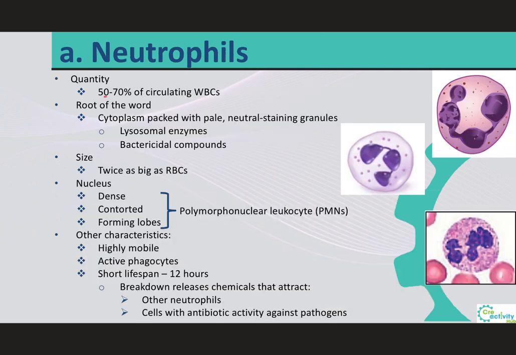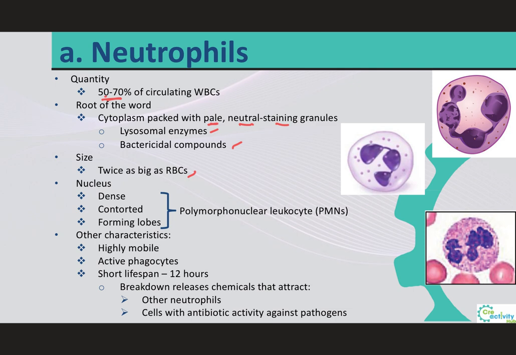Neutrophils represent about 50 to 70% of the circulating white blood cells. And like I said, they are called neutrophils because their cytoplasm is packed with pale, neutral staining granules containing lysosomal enzymes and bactericidal compounds, which are mainly bacteria-killing substances. With regards to their size, they're going to be twice as big as the red blood cells.